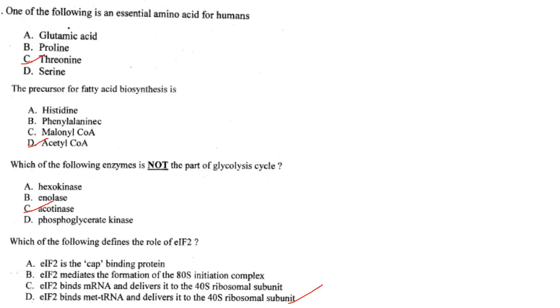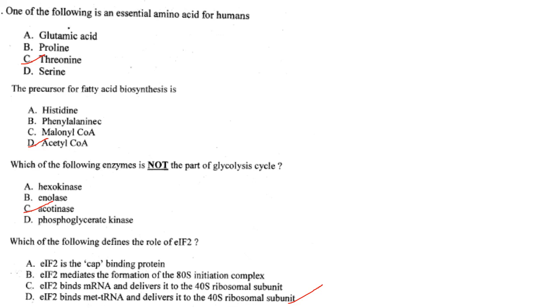So coming to the next question, which one of the following is an essential amino acid for humans? Essential amino acids cannot be made by the human body and have to be taken in through the food. So the 9 essential amino acids are histidine, isoleucine, leucine, lysine, methionine, phenylalanine, threonine, tryptophan and valine. So the answer here is option C, that is threonine.